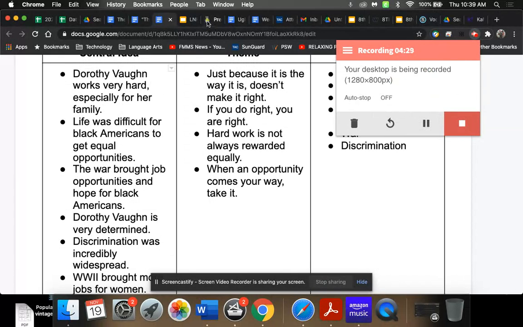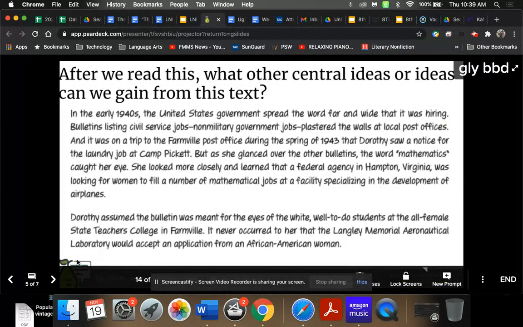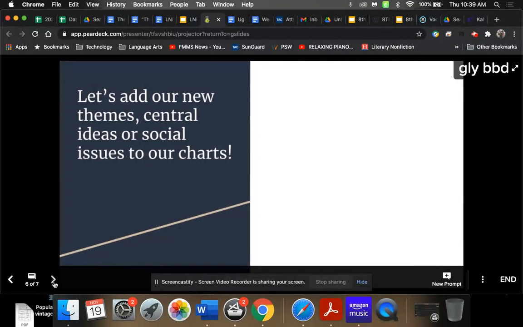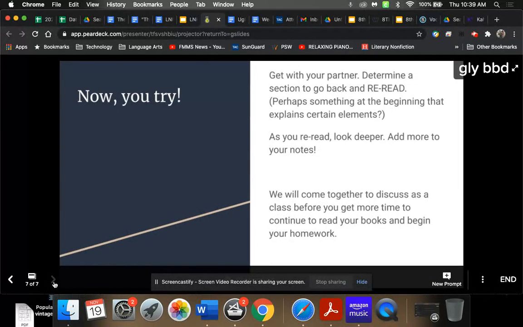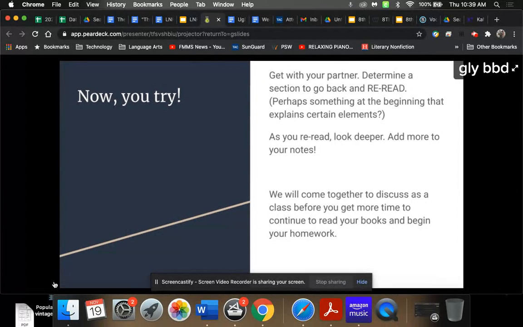Okay, so now that we've added that to our chart, it's our turn to practice. You're going to meet up with your partner, and I'm going to set the timer for 10 minutes. In these 10 minutes, you have to do 2 things. The first thing, look for a section that was important. That was what we talked about at the beginning. Is it a section that talks about the background of your character or the family? Is it a section that talks about the background of a town?